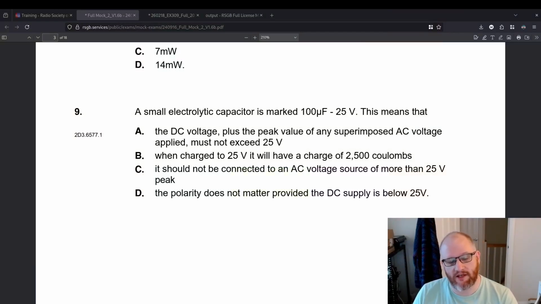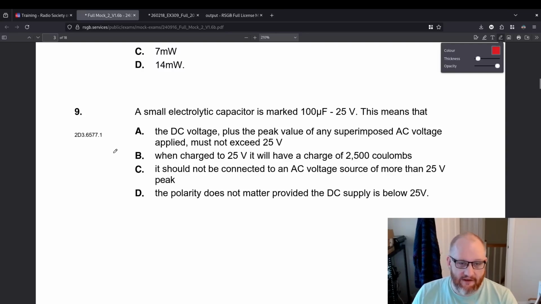Today we're looking at the full license mock examination number 2, version 1.6, and we've reached question 9, which reads: a small electrolytic capacitor is marked 100 microfarads, 25 volts. This means that A, the DC voltage plus the peak value of any superimposed AC voltage applied must not exceed 25 volts. B, when charged to 25 volts, it will have a charge of 2,500 coulombs. C, it should not be connected to an AC voltage source of more than 25 volts peak. Or D, the polarity does not matter provided the DC supply is below 25 volts.